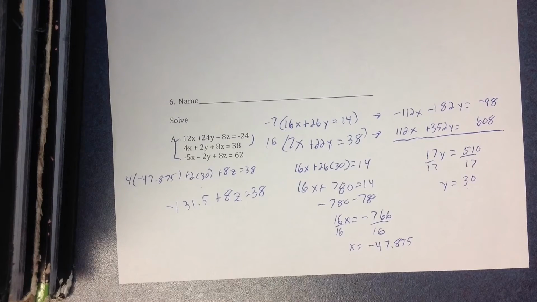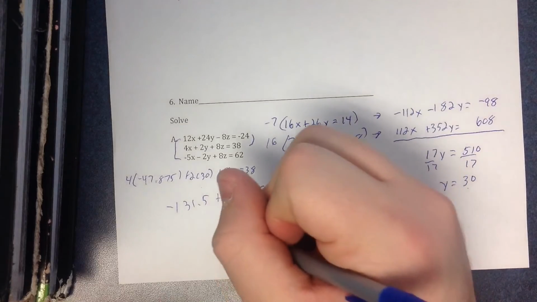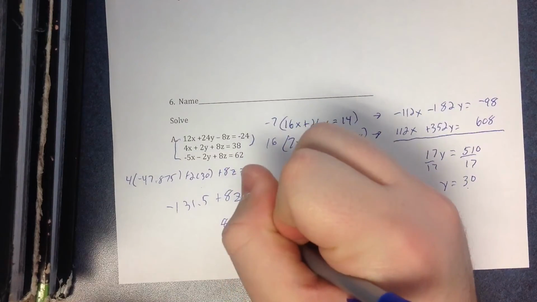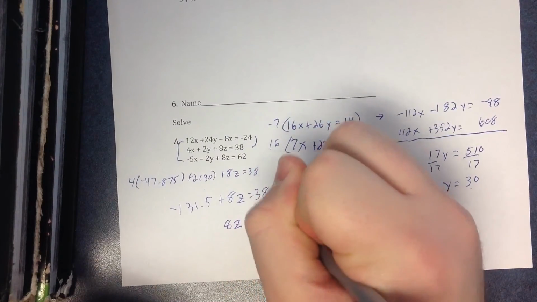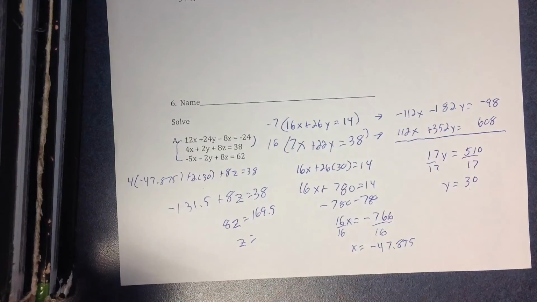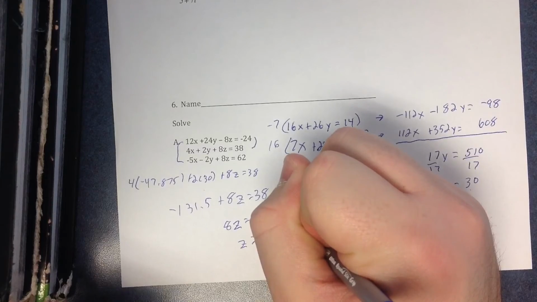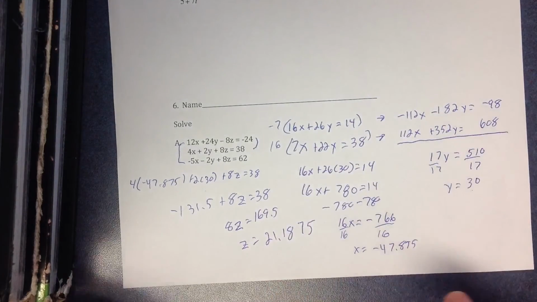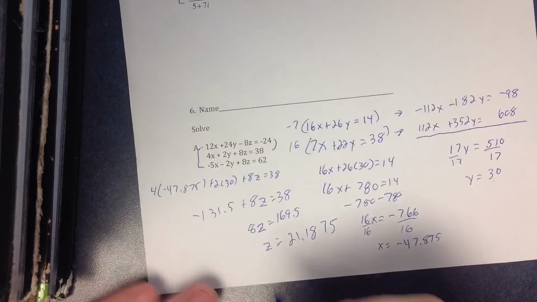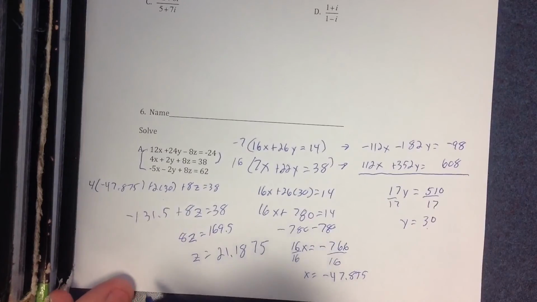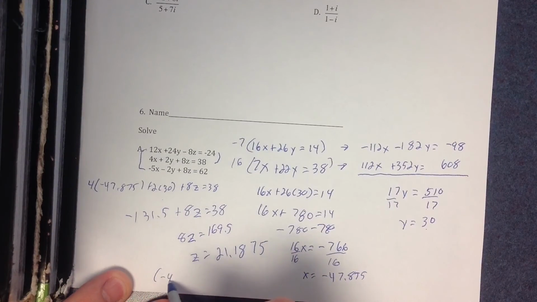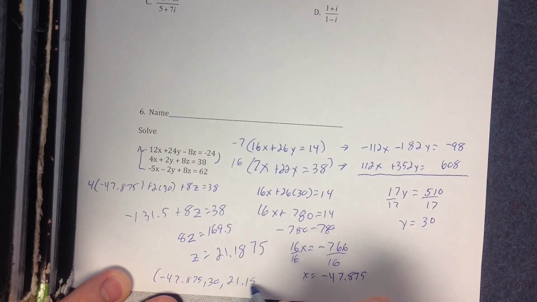So if I add 131.5 to both sides, I get 8z equals 169.5, and then if I divide by 8, I get z equals 21.1875. So when you write your answer, you write it as an ordered triple. So we have negative 47.875, comma 30, comma 21.1875.